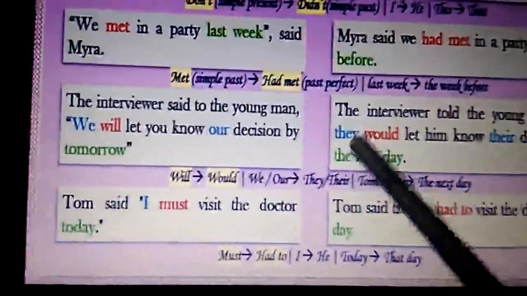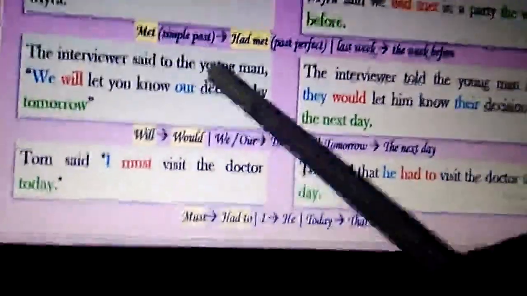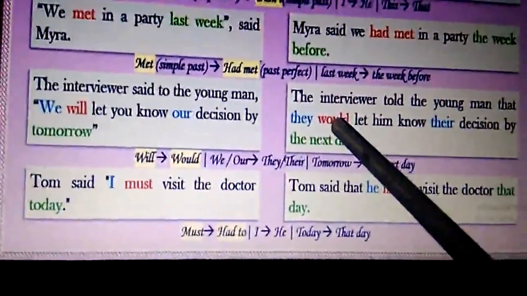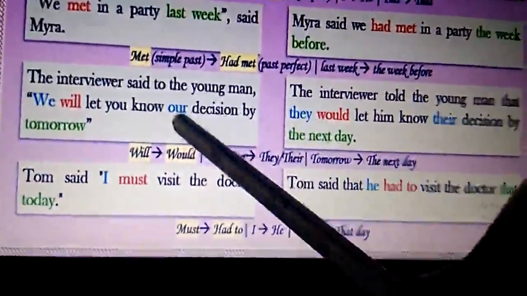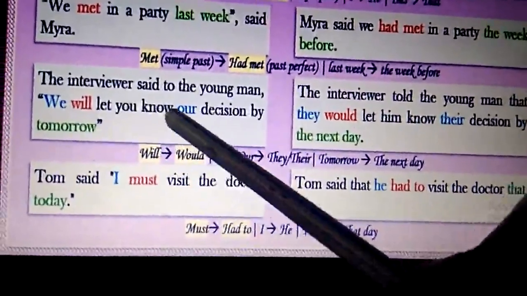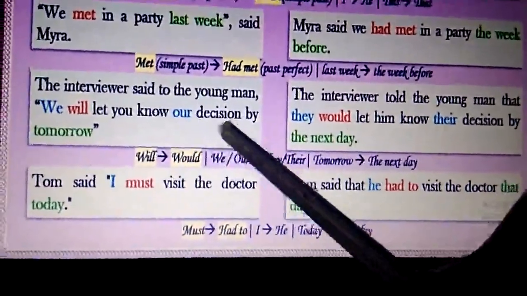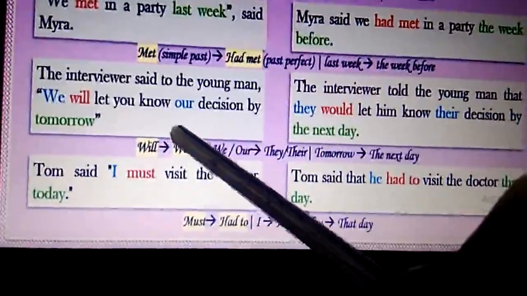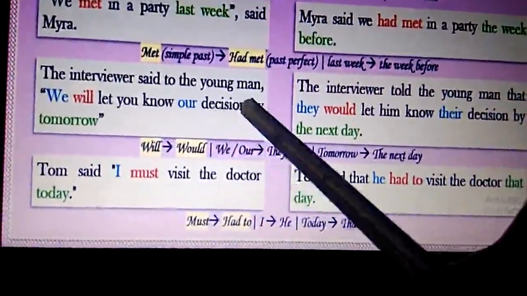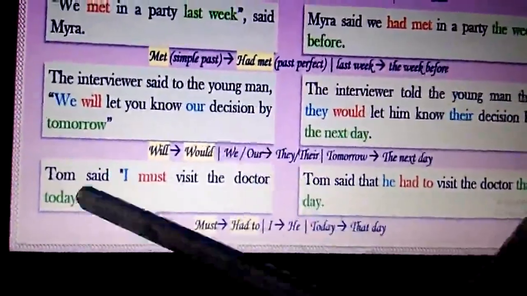So all these changes, when we are converting a sentence from direct speech to indirect speech, we have to focus on the changes in tenses, we have to focus on the changes in pronouns, and also we have to focus on the changes in other words related to time and distance.